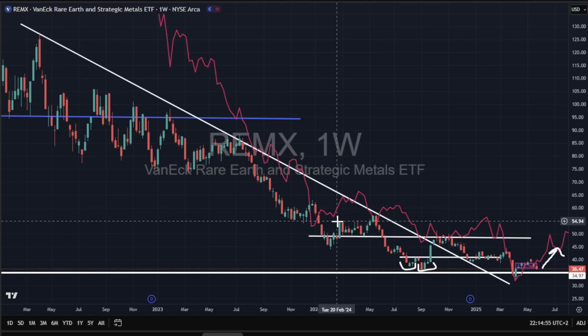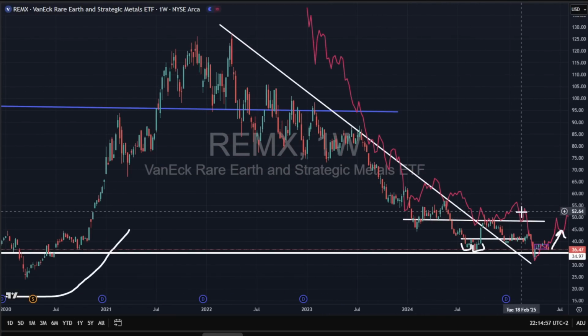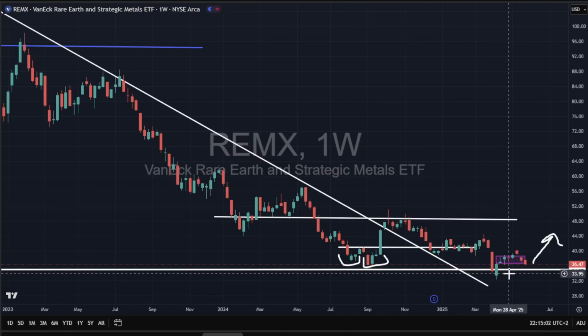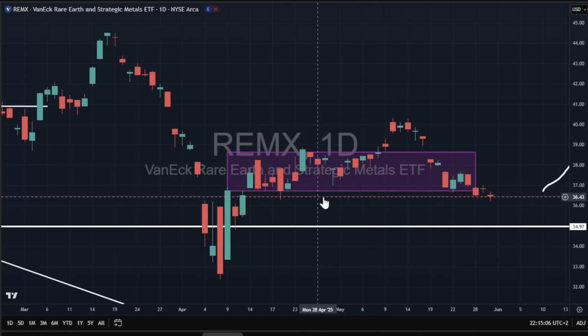REMX down 1%. It's very similar to the lithium. I think it's doing a potential double bottom here, and we'll see if we can get out and start running higher. But right now, today, we were down about 1%.